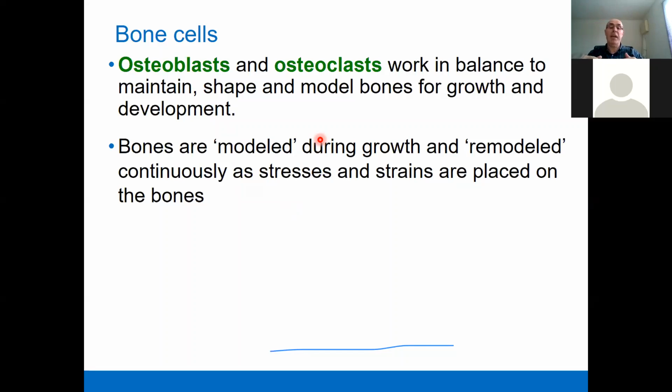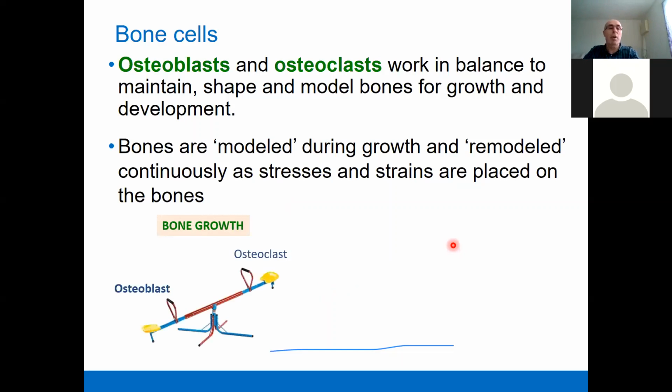Okay, in some cases, continuous stress or strain will affect the balance between these two cells, and osteoclasts will work too much compared to the osteoblasts, and we lose the matrix of our bones, which makes our bones susceptible to fractures.